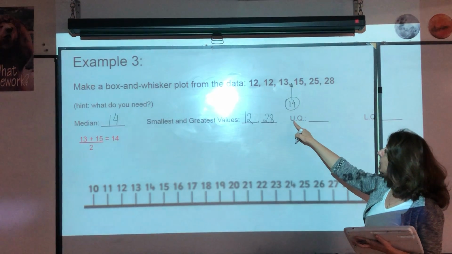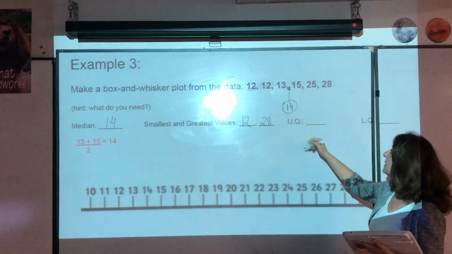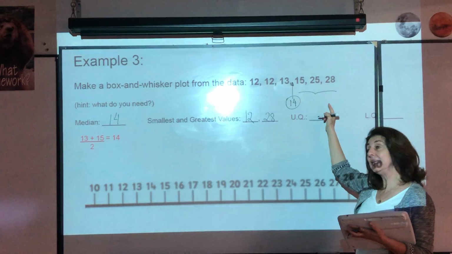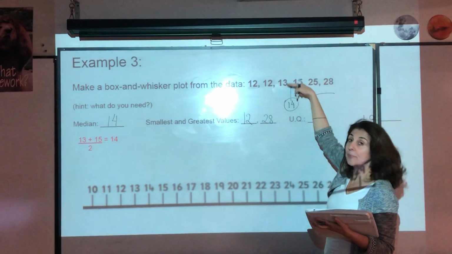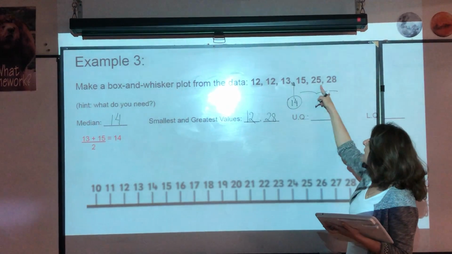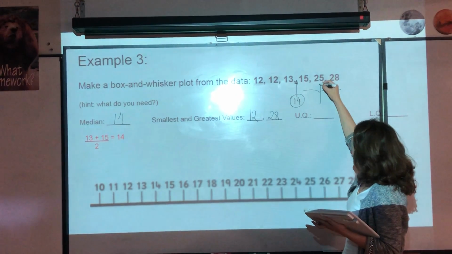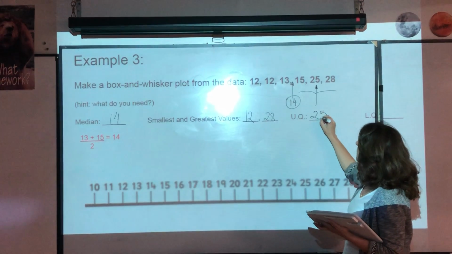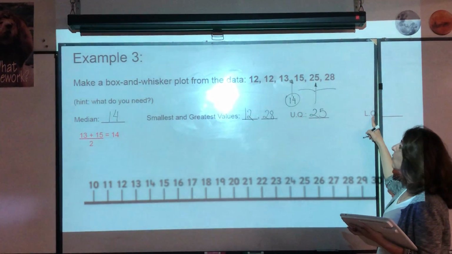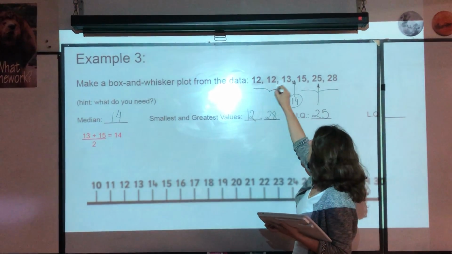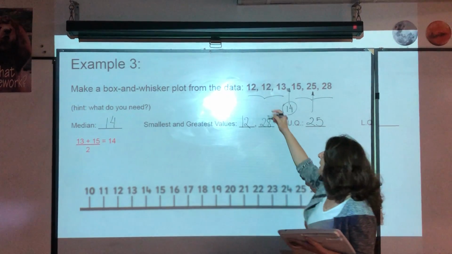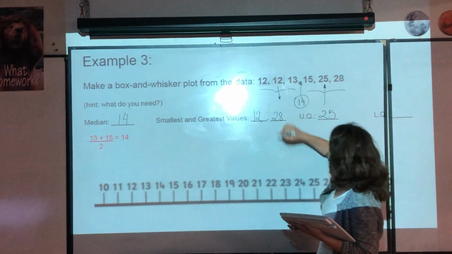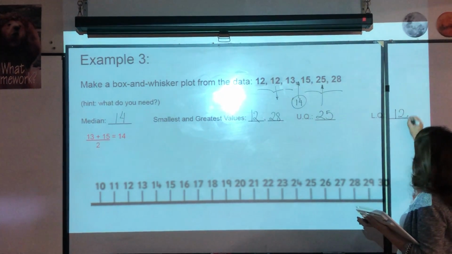So now I have to find what? The upper quartile. Well, what is the upper quartile again? The median of the upper half of my information. Since I have three numbers here, the median is easily spotted and it is 25. The lower quartile, again, is the median of my lower half right here. I have to find the number right in the middle, which is 12.